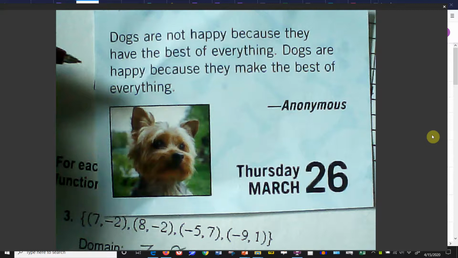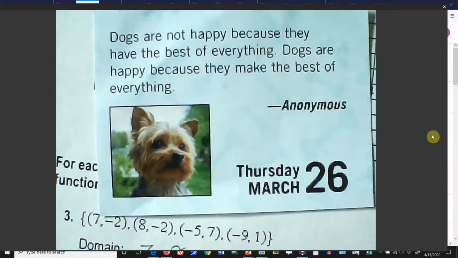Hi, so I thought this was pretty cool and pretty timely for March 26th. Dogs are not happy because they have the best of everything. Dogs are happy because they make the best of everything.